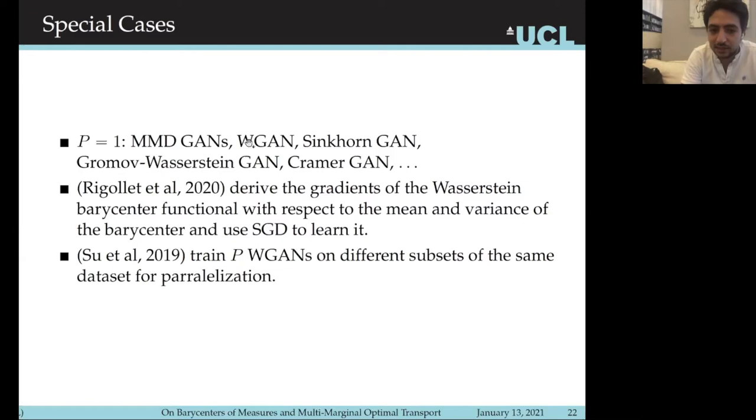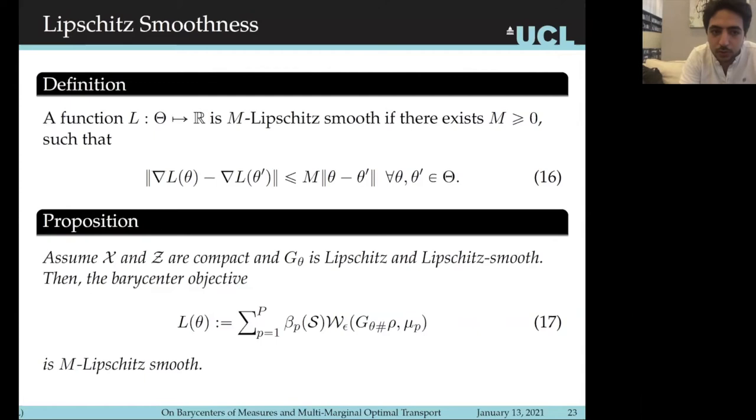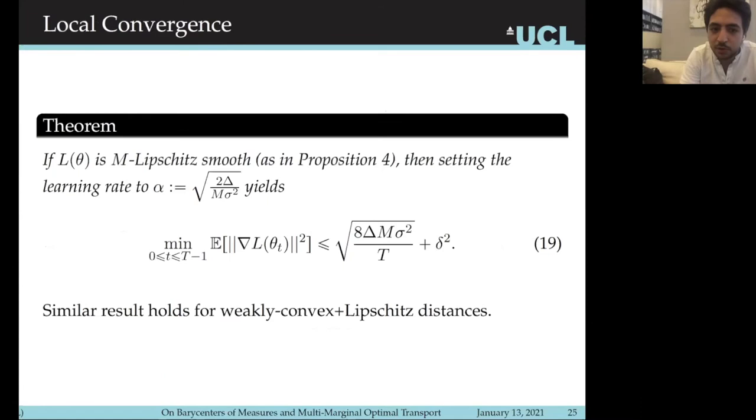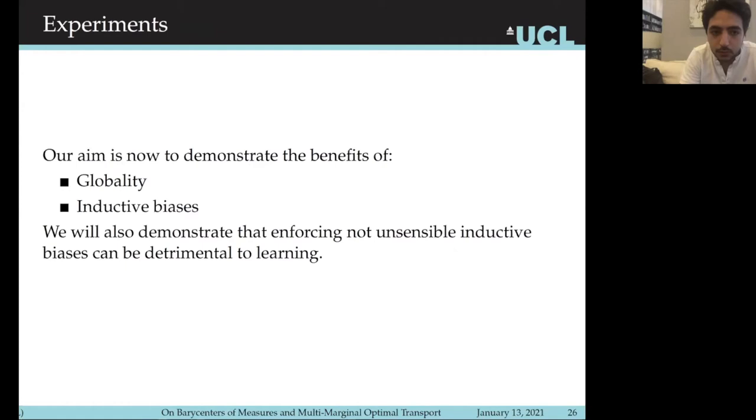Okay, so I'm not going to go too much into the details of the theory, but we prove smoothness properties of different distances, and more importantly, local convergence of our algorithm under smoothness assumptions on the distance. So for example, we prove its convergence when the distance is the Sinkhorn divergence, when it's MMD or the MMD with the Gaussian kernel. So now we're going to experiment.